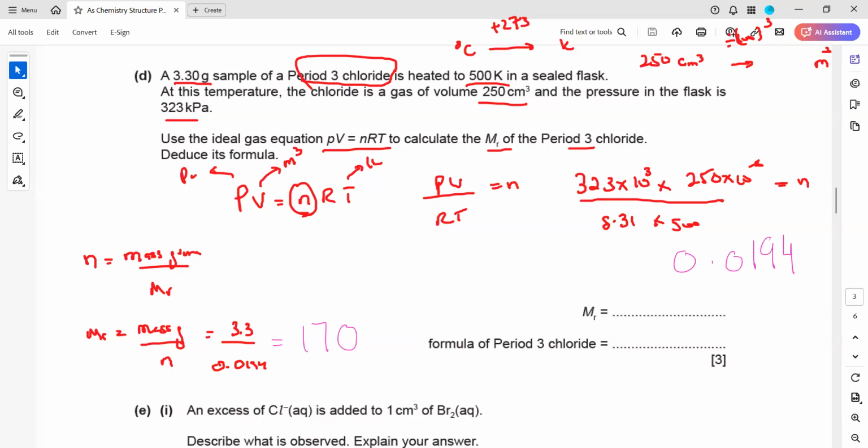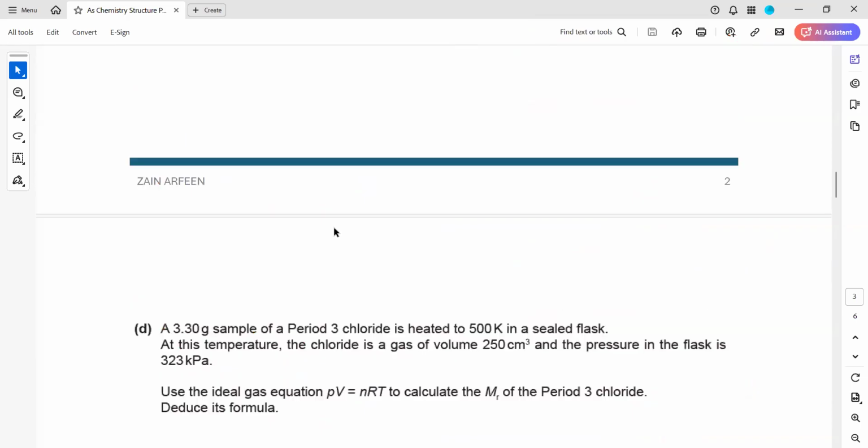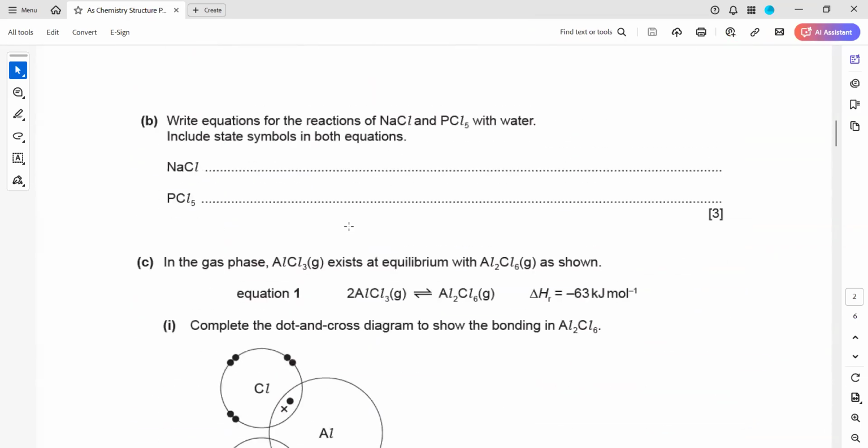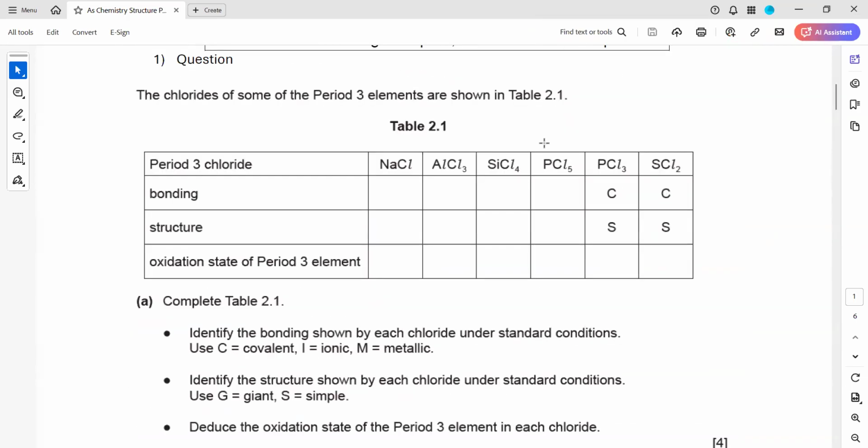Okay. Now we have this. Now we want to determine which chloride this is: the formula of the period 3 chloride. Which chloride has the mass of 170? You check the table here. These are the chlorides of the third period.